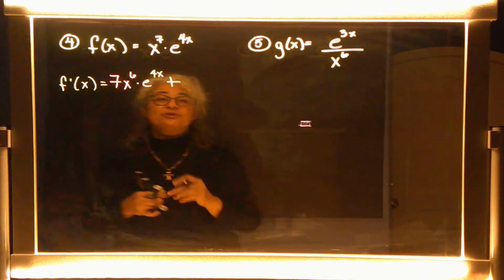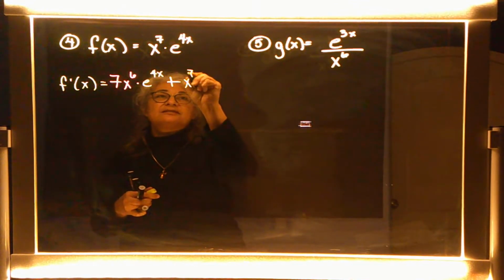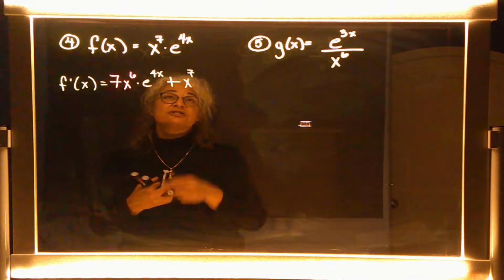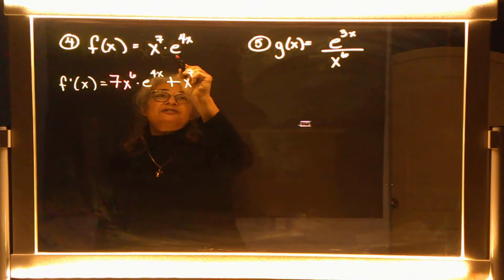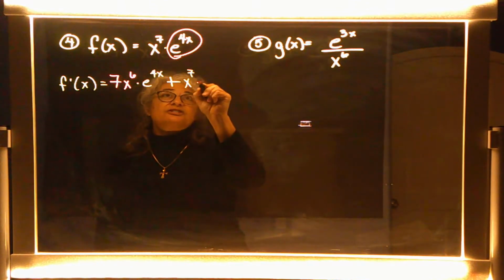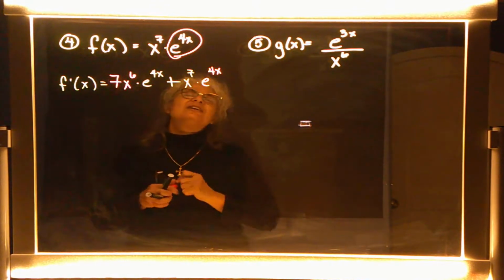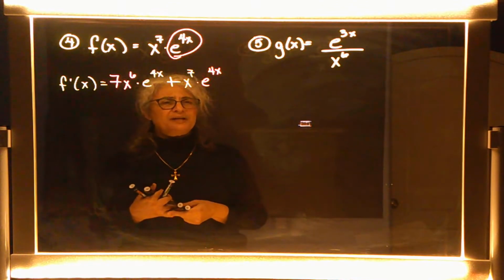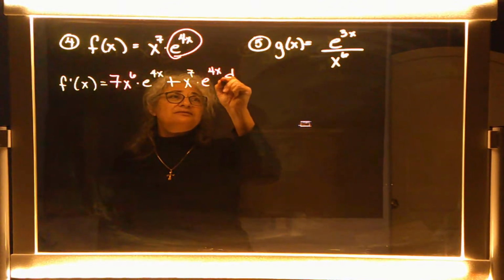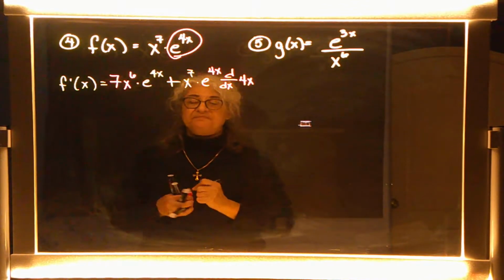And now we add to it. What do we add to it? Good, x to the 7th. And then you got to multiply it by the second function, don't you? So now I need the derivative of e to the 4x. Good, I heard you. You're like, well, that's e to the 4x. That's true. But then, oh yeah, we got to multiply this thing by the derivative of the power. Right? All right.